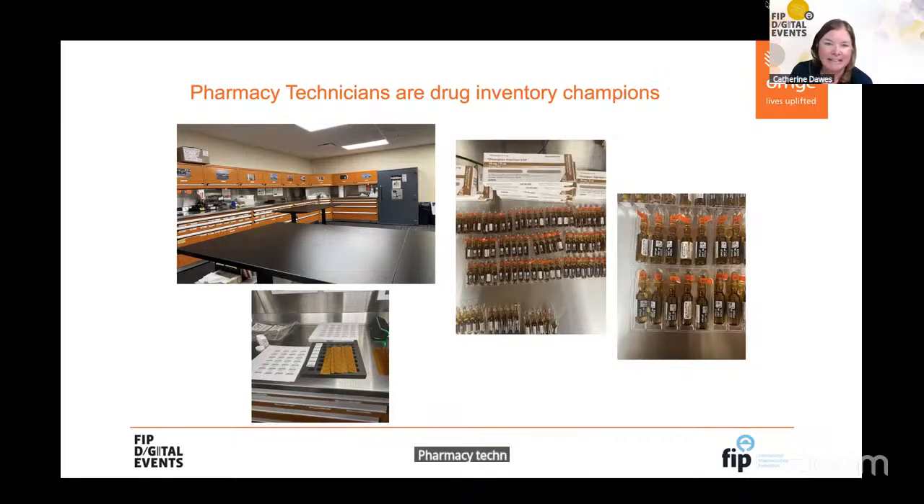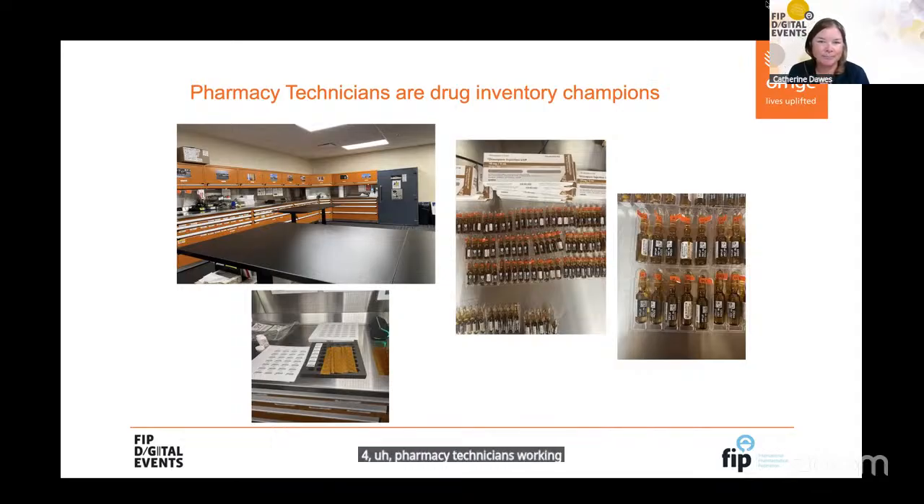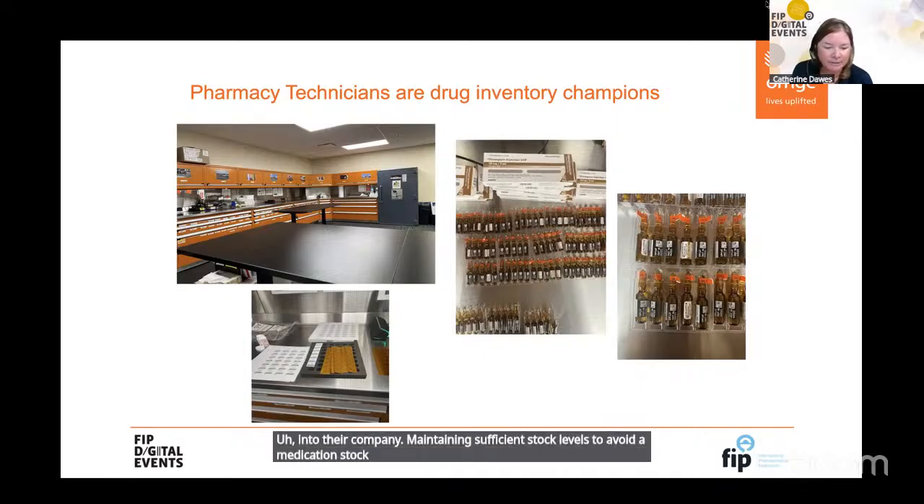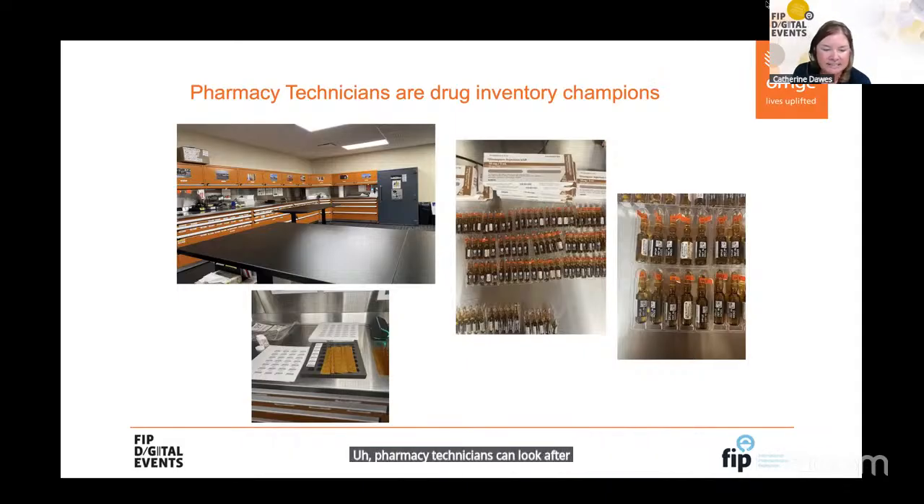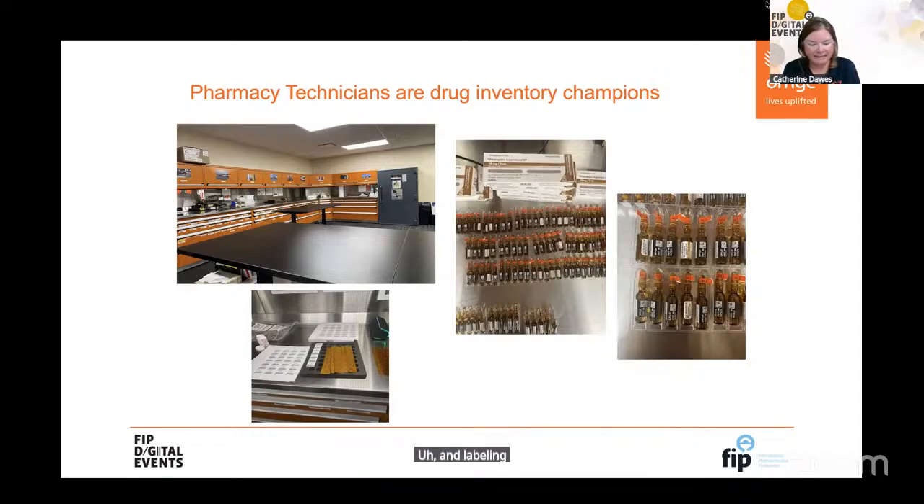Pharmacy technicians in EMS is starting to become a growing trend here in Ontario. We now have 4 pharmacy technicians working in our big cities. Inventory management is no longer going to be the problem of the EMS staff when they bring a pharmacy technician into their company. Maintaining sufficient stock levels to avoid a medication stockout is critical because it could result in a non-response. Pharmacy technicians can look after drug alerts, medication recalls, expired medication returns for possible credit if that's an option, preparing unit dose oral medications, and labeling high-risk medications.